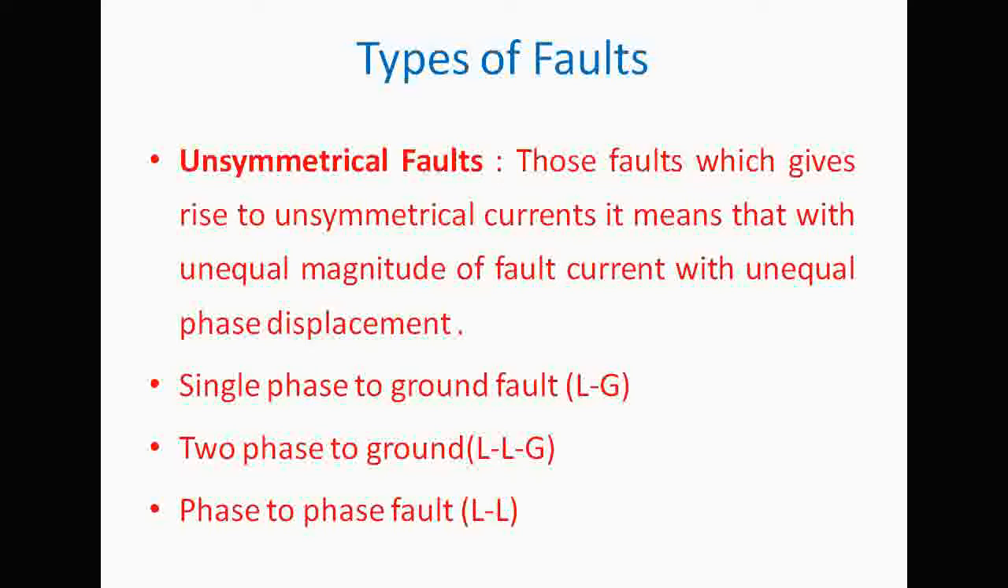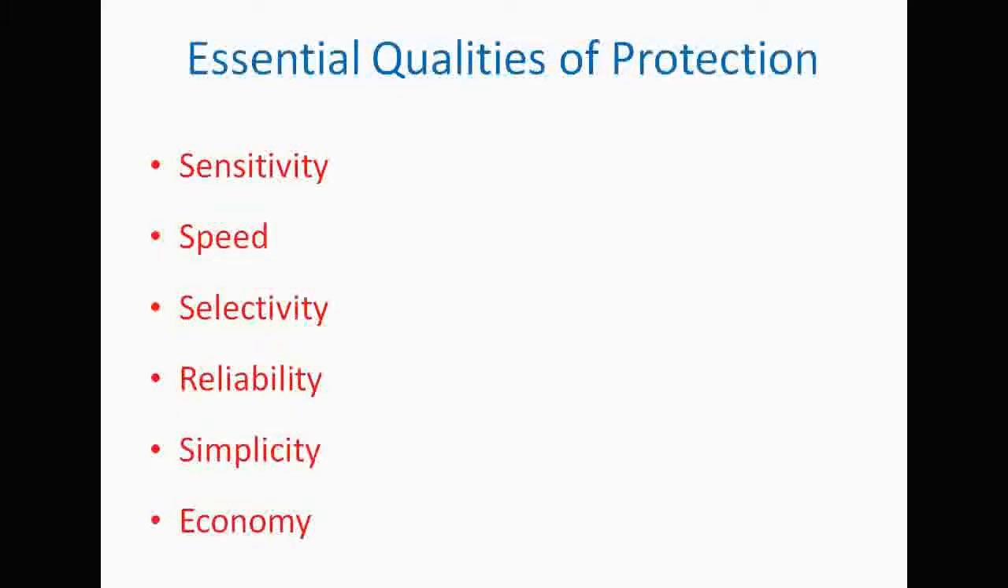This is for example. All the fault current magnitudes in all three phases are different. In that case we can say it is an unsymmetrical type of fault.